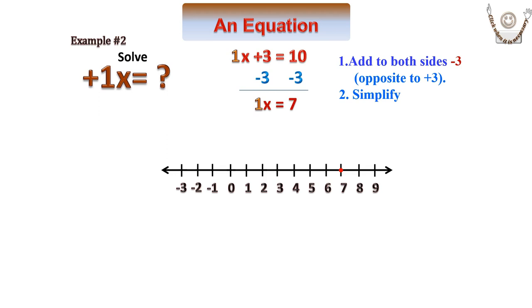And now checking. Is it true or not that x equals 7? We have to replace x by 7 and check: is the left side equal to the right side? 7 and 3 is 10, so 10 equals 10. Then we can say yes, x equals 7, and we can show the answer in curly parentheses.